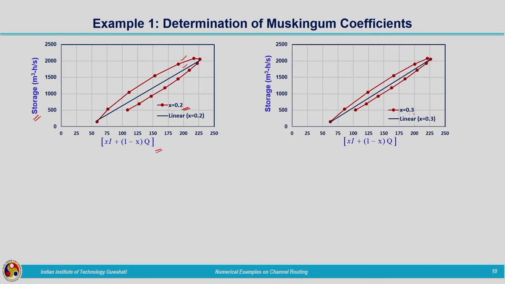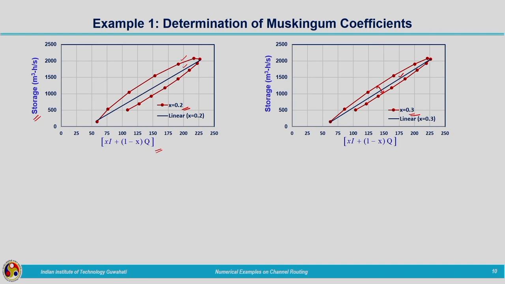So, when x is equal to 0.3, you can observe that the width of the loop is reduced, and still when we fit the straight line that is represented by this blue line, this loop cannot be approximated by this straight line. Linear fit if we are giving, it cannot be approximated like that because so much of difference is there between the loop and this line.